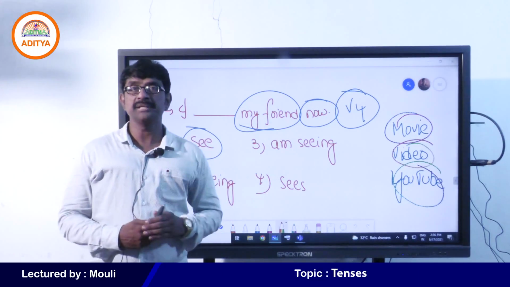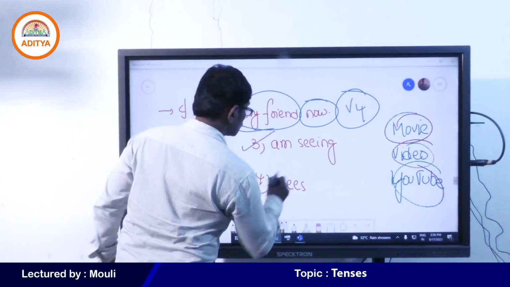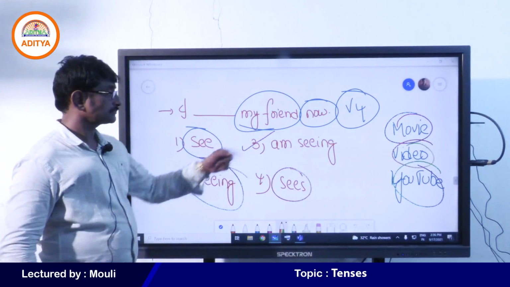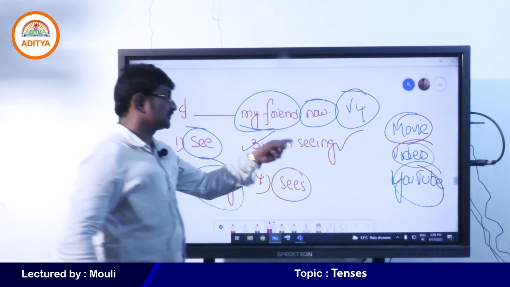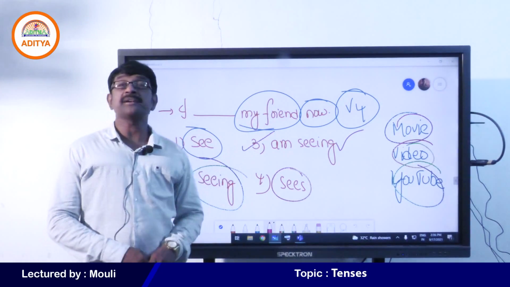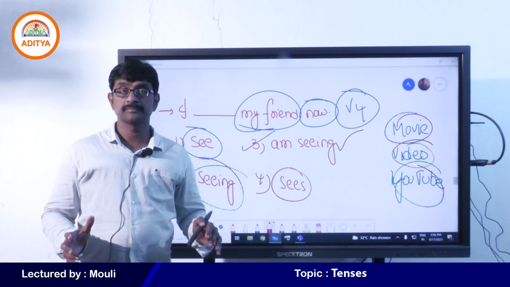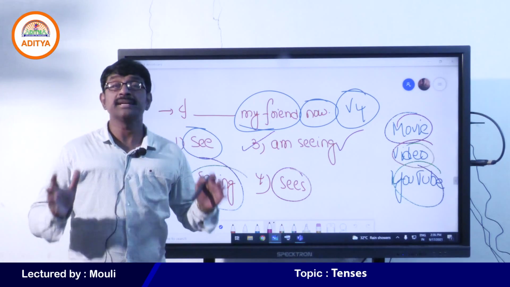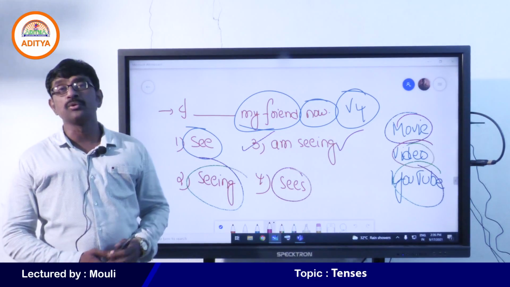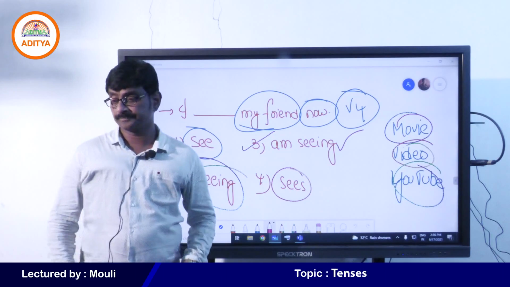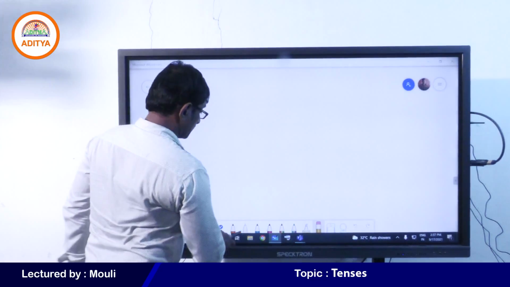So when you want to meet anyone, you can say I am seeing. He is seeing me means he is meeting me. So the answer is this, not this. This is the right answer. I am seeing my friend now. It is absolutely a correct sentence, students. Okay, now we'll go for the next example.